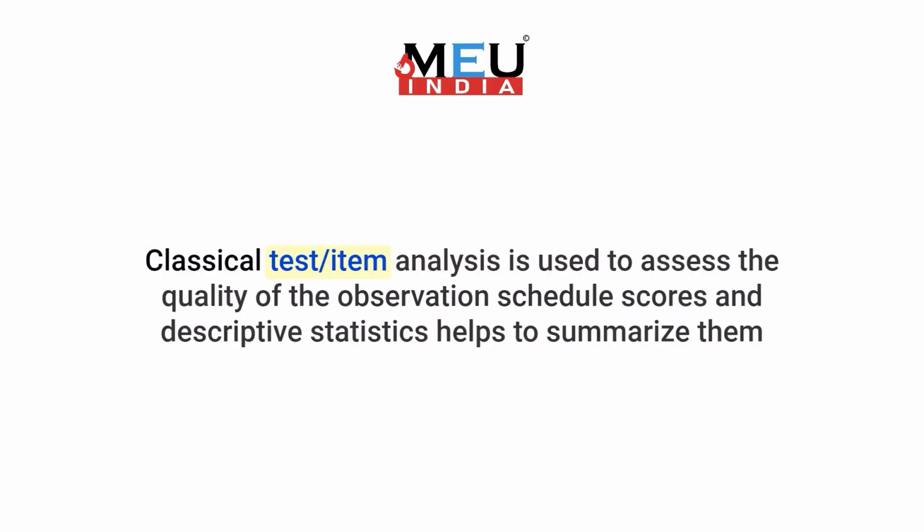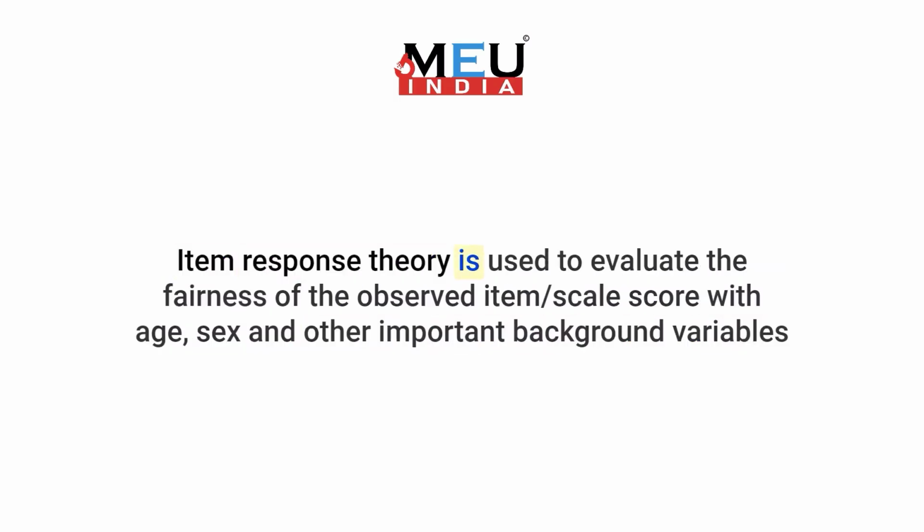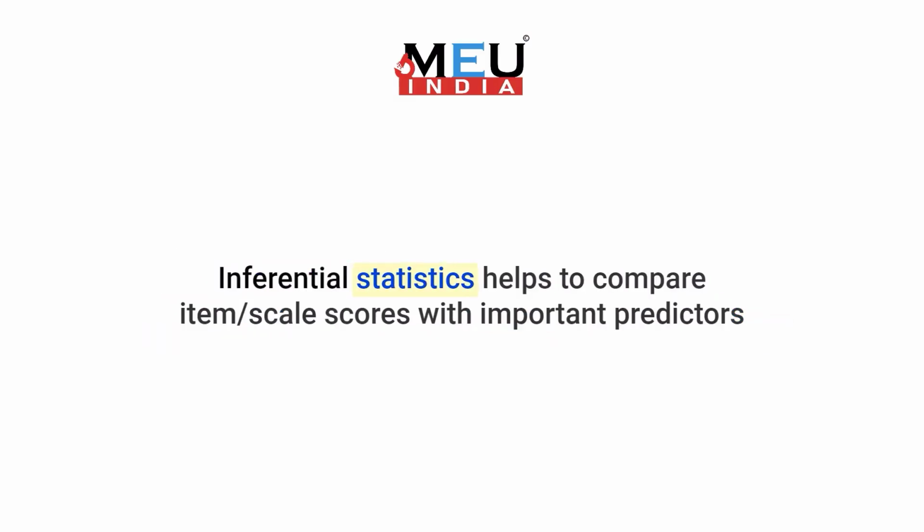Classical test item analysis is used to assess the quality of the observation schedule scores, and descriptive statistics help to summarize them. Item response theory is used to evaluate the fairness of the observed item scale score with age, sex, and other important background variables. Inferential statistics help to compare item scale scores with important predictors.